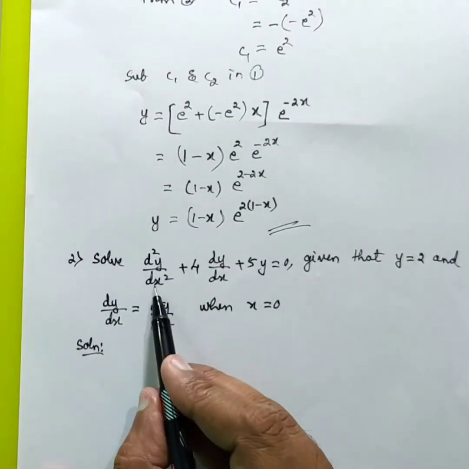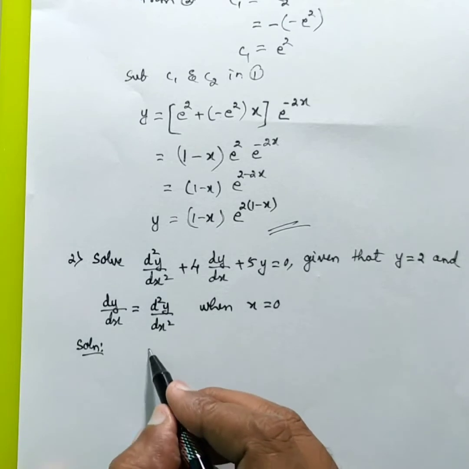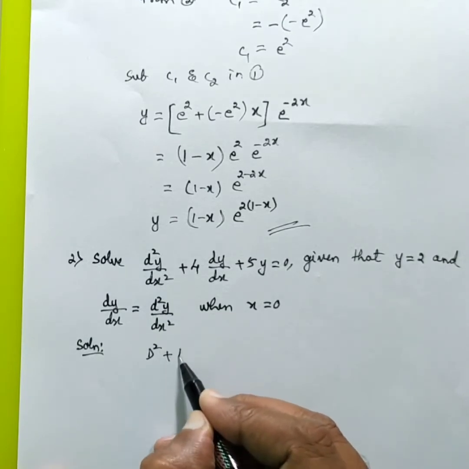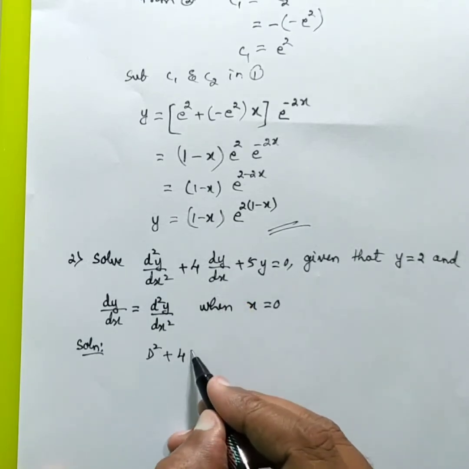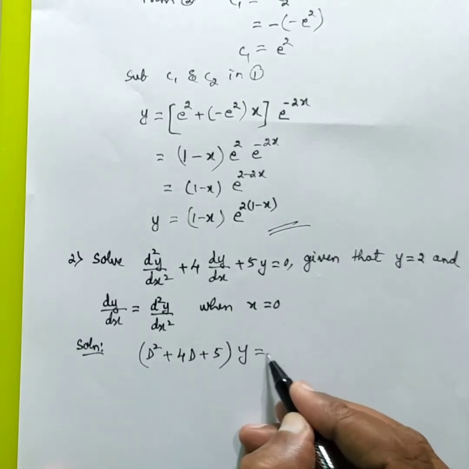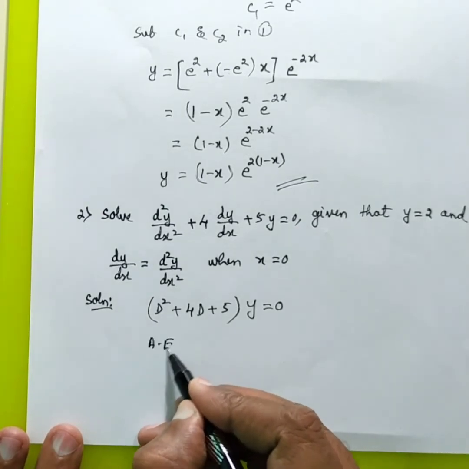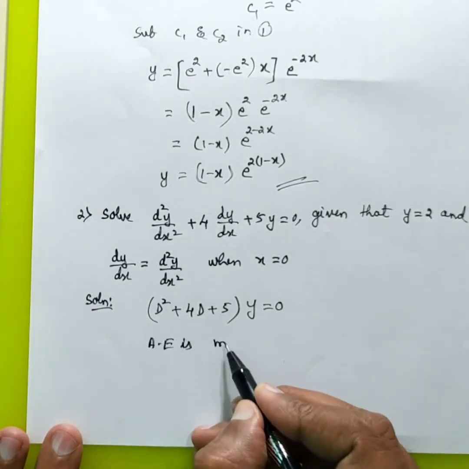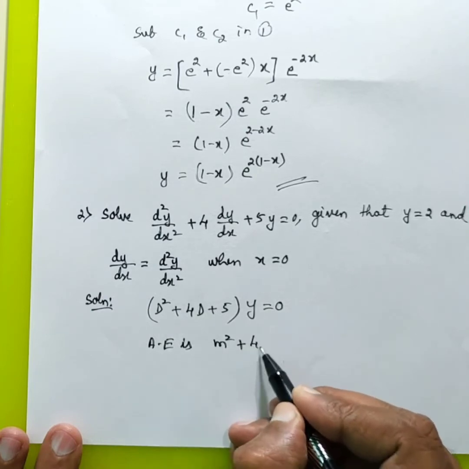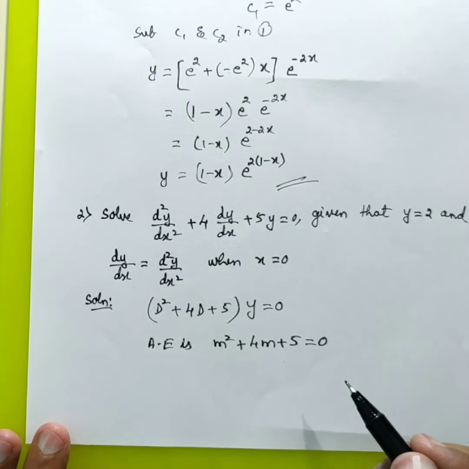So let us write the differential equation in the form of the operator. So d square by dx square will be D square plus 4 times d by dx will be D plus 5 times y equals 0. So you can write down the auxiliary equation. The auxiliary equation will be m square plus 4m plus 5 equals 0.